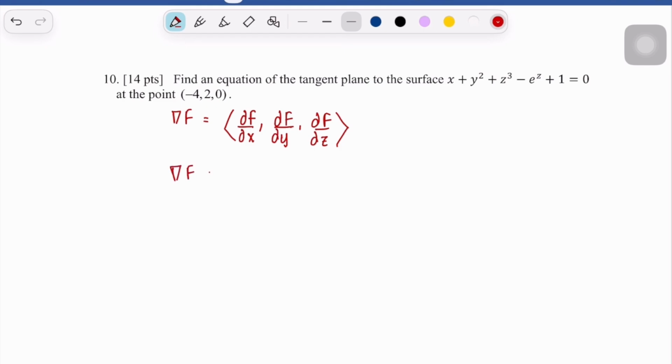Okay, so our gradient of f would be the partial derivative with respect to x. That's just going to be 1, since there's only this x term over here. And then for y, it's going to be 0 plus 2y plus 0 minus 0 plus 0. So just 2y. And then for z, it's going to be 3z squared minus e to the z plus 0. So 3z squared minus e to the z.